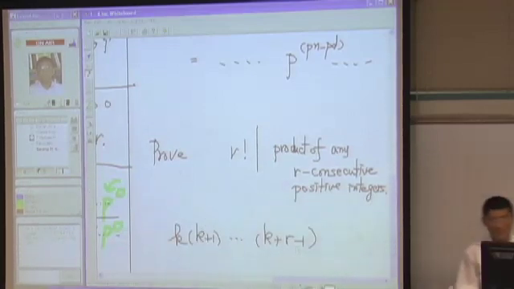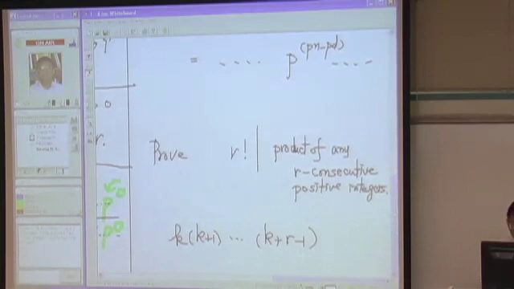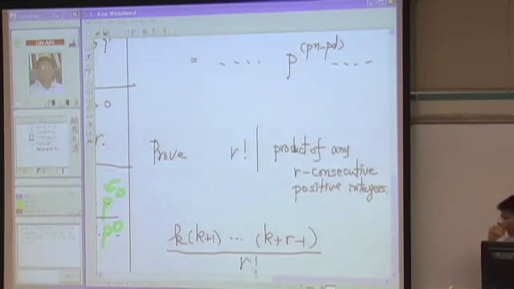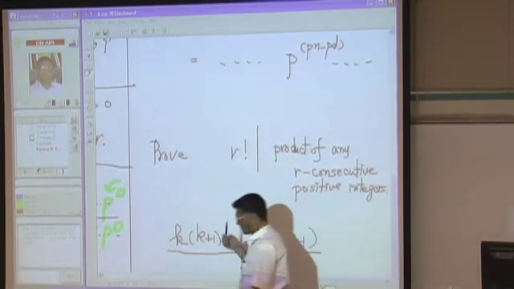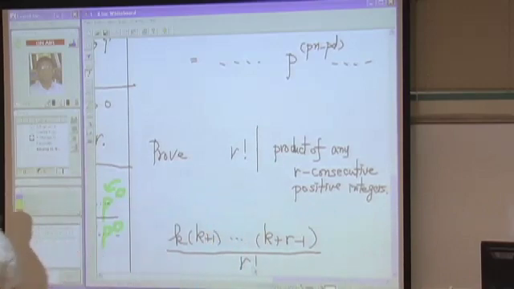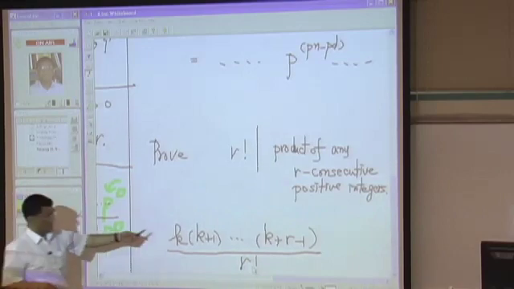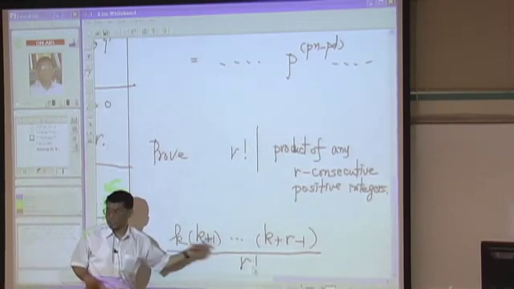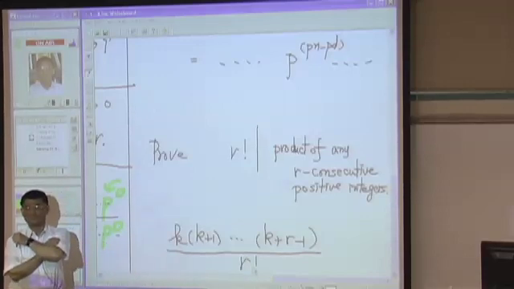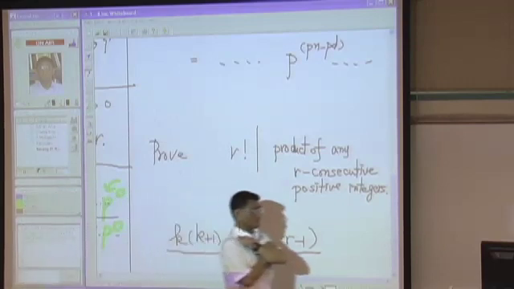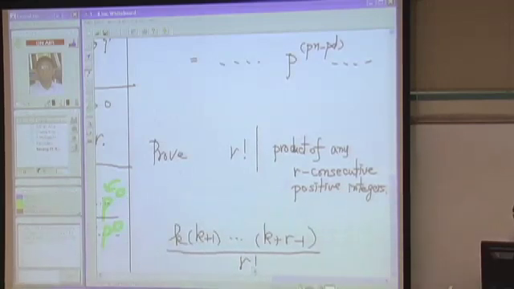Then we can create this kind of fraction. Then the claim is that this is an integer. This is an integer. So, as you can see, we can write this kind of statement.